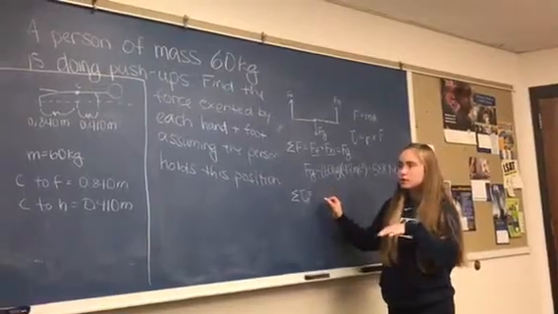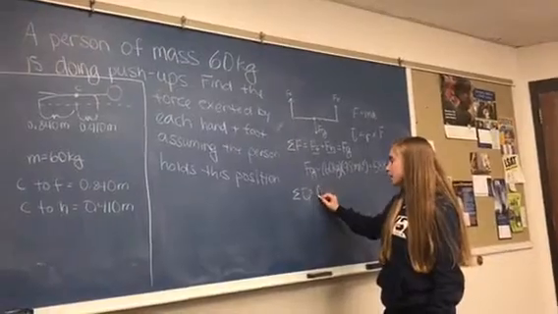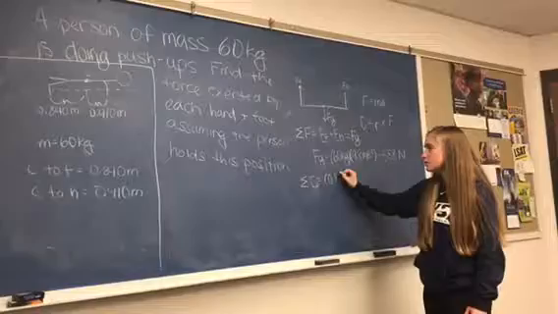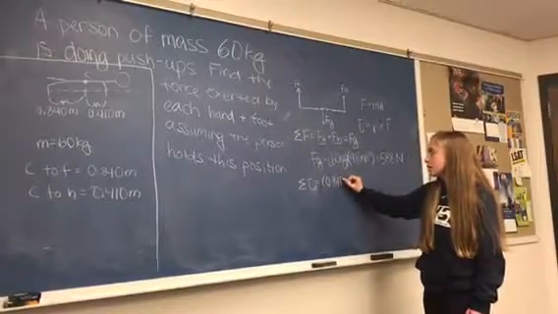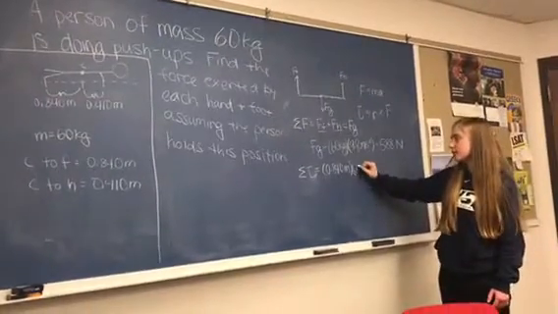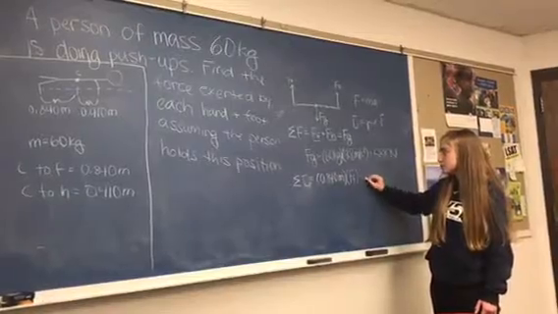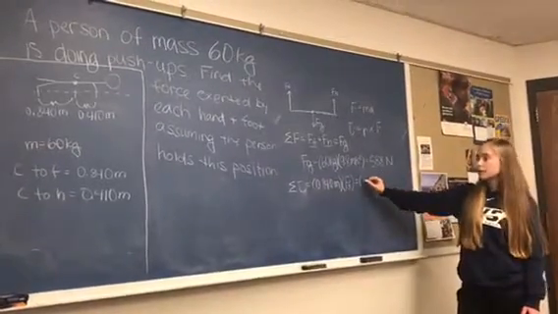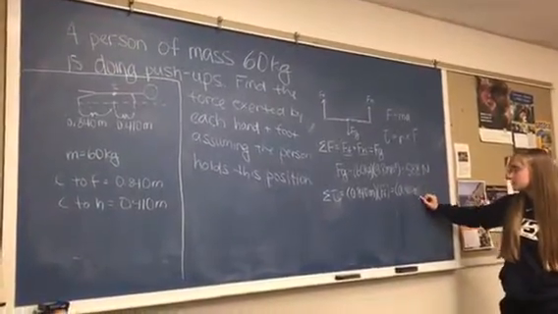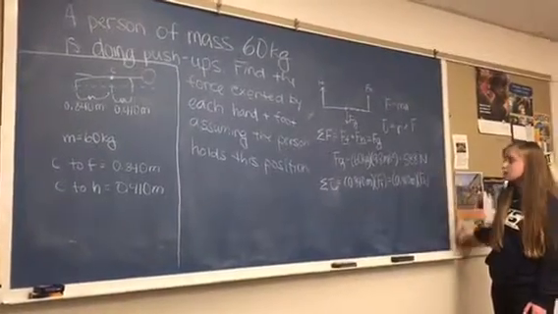And we can set them equal to each other because the person themselves is in equilibrium. So they're not moving. We'll set the first one, 0.84 meters, and that's from the feet to the center of mass, times F sub F for our force. And then we'll set this equal to 0.41 meters times force of the hands.